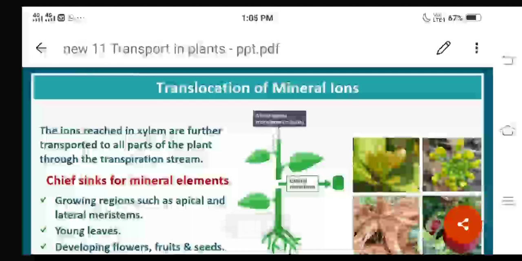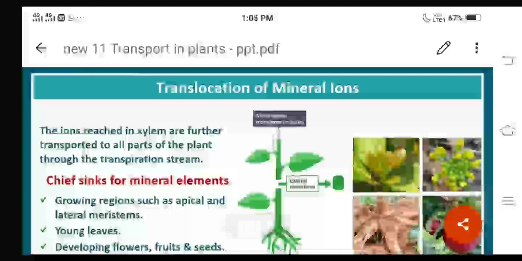Now their further transport toward the remaining parts of the plant like the stem and the other parts of the plant occurs through a process called transpiration stream. Transpiration stream means what here? It will occur due to the development of the transpiration pull in the plant body. That we already discussed, right? And in the given diagram, what you can observe in the figure are lateral meristems and the shoot apical meristems in buds, right?